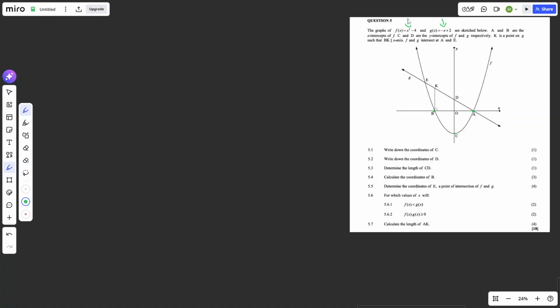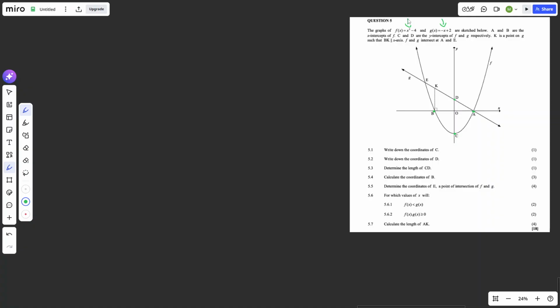Furthermore, C and D are the y-intercepts of f and g. So we've got D here, right? Then we've got C. So C here also acts as a turning point for the parabolic function, right? It also intersects the y-axis. And the straight line also intersects the y-axis.